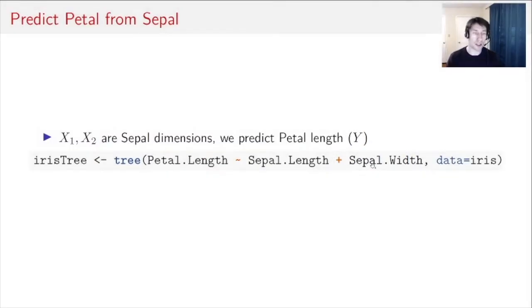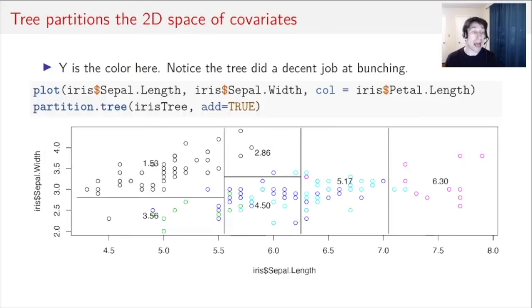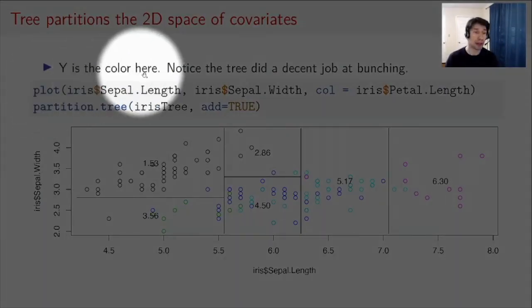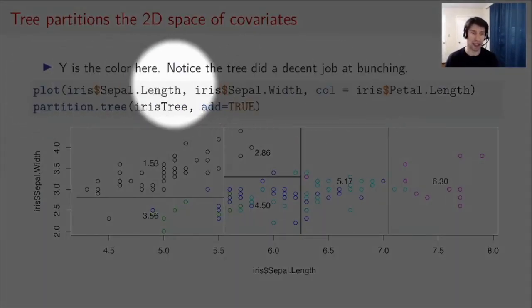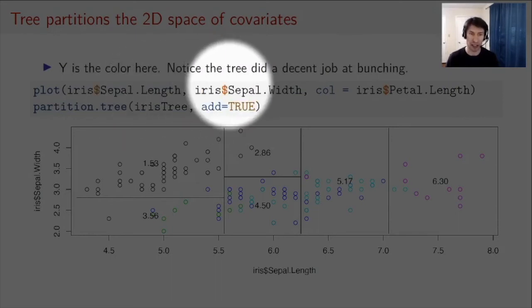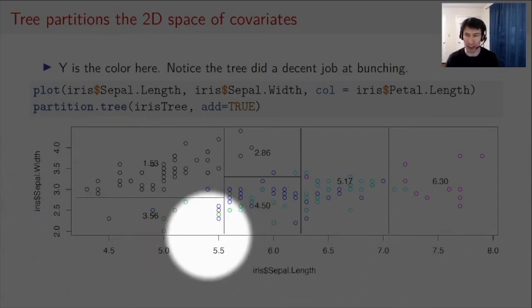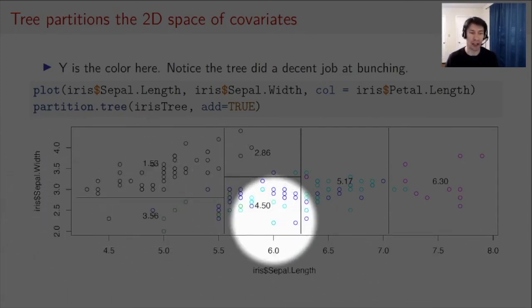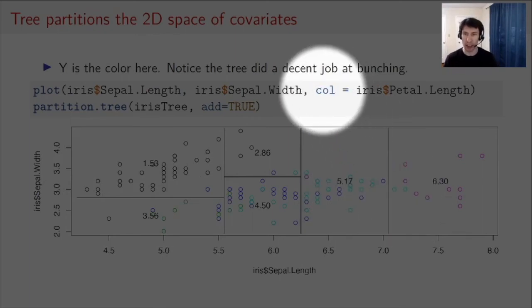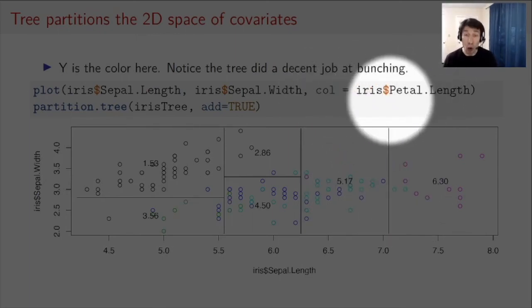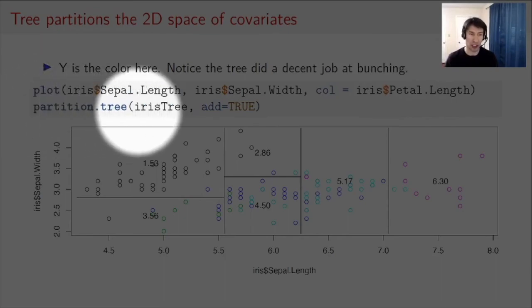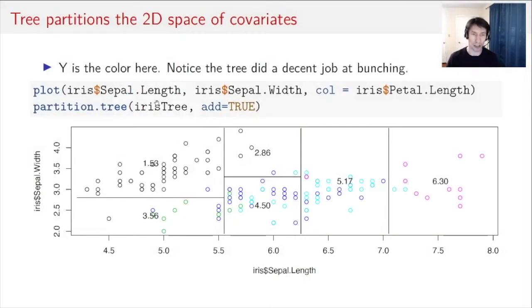We create this object called iris tree, and then we can plot the space defined by our two x variables. This is one of our x variables. This is our second x variable. Here, the value of y is determined by the color. The color is the petal length. And over that graph, we can overlay this partition tree based on our tree object. The partition tree is these lines here that define a partition of our x variable space. And again, it's a full partition of the x variable space.